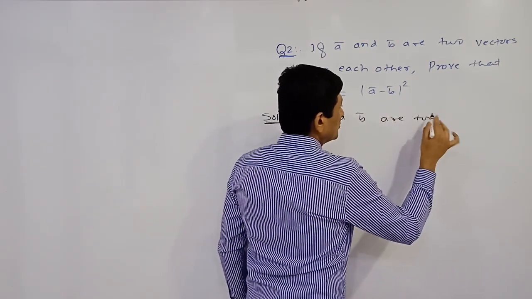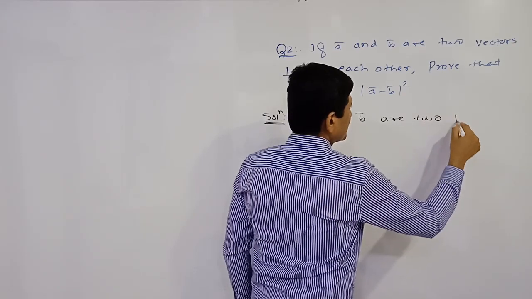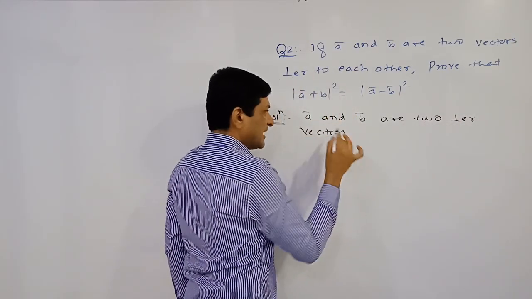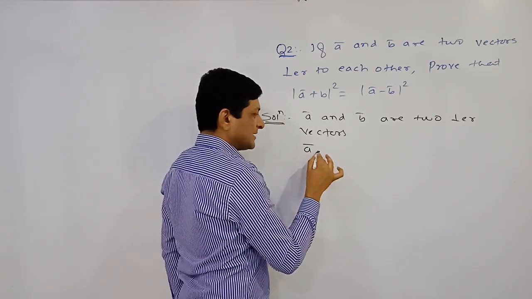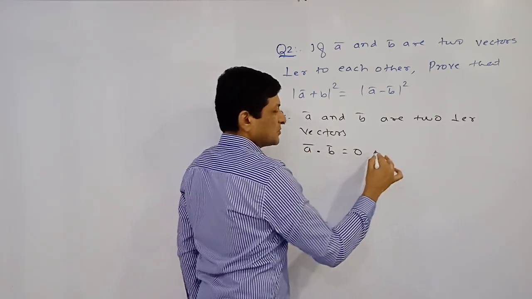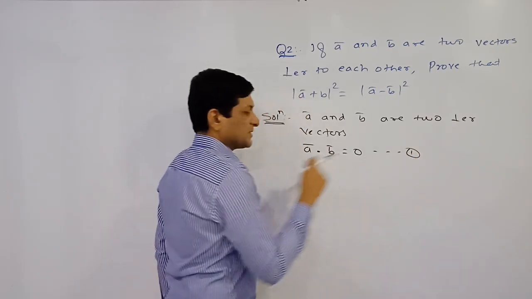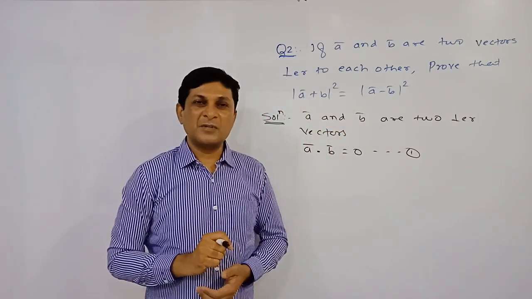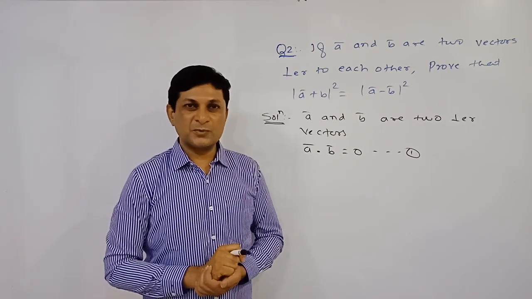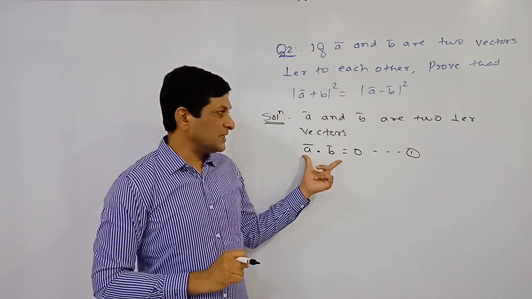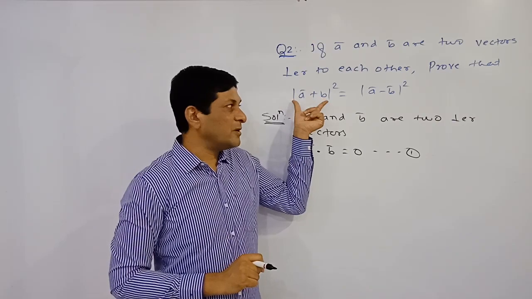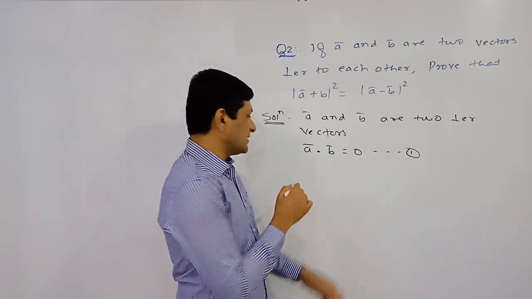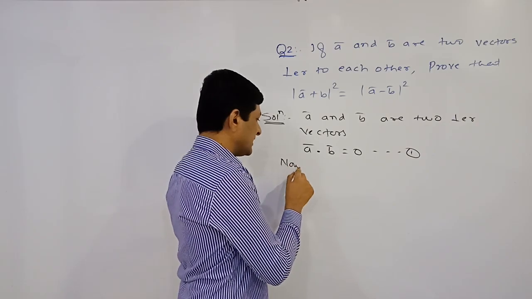are two perpendicular vectors. It is given to us, and we know that if two vectors are perpendicular, at that time their dot product will be equals to what? 0. This result we have already seen in dot product, that if two vectors are perpendicular, at that time the value of their dot product will be equals to 0. Now using this condition, we will try to show that the left hand side and right hand side are equal. So first we are considering the left hand side. So now consider the left hand side.